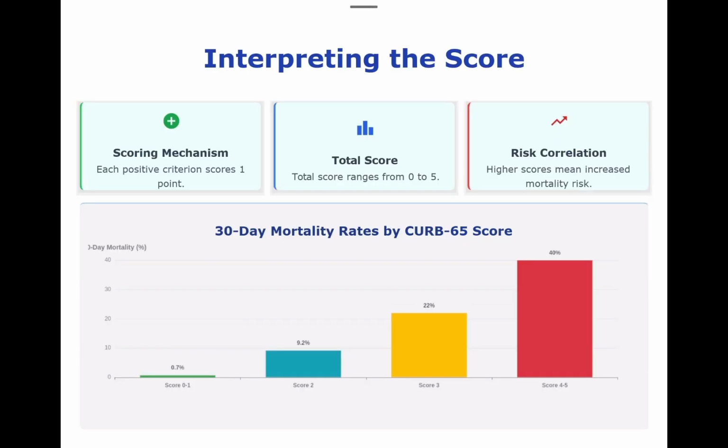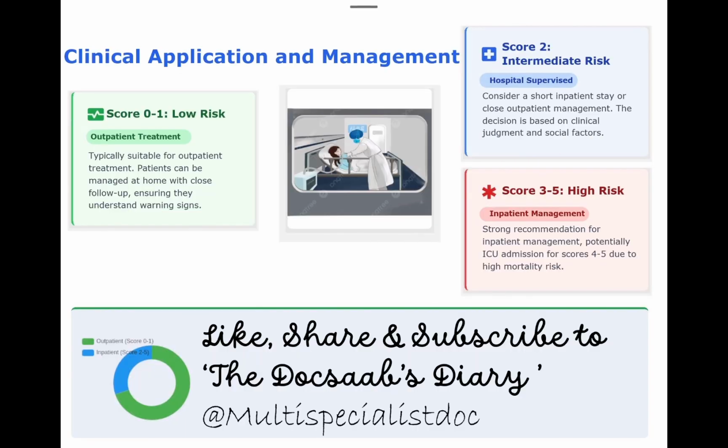Interpreting the CURB-65 score is straightforward. You simply add up those points for each criterion present. The total score can range from 0 to 5. A higher score directly correlates with increased disease severity and, importantly, a higher risk of mortality. This simple scoring system provides a rapid and objective measure of a patient's condition.